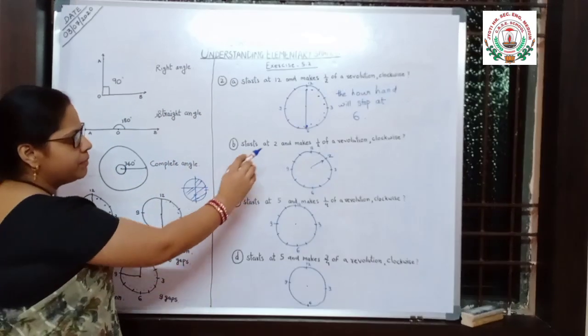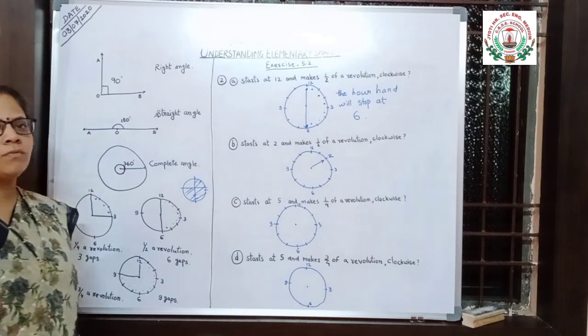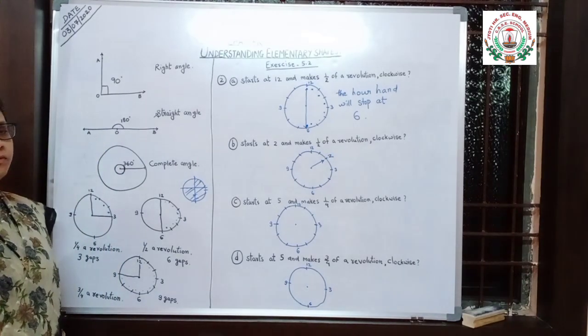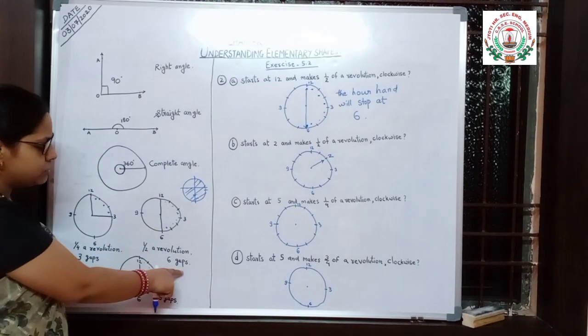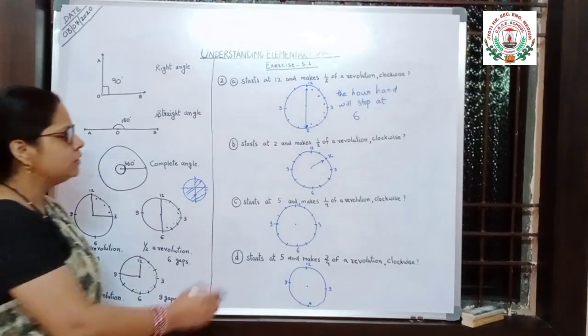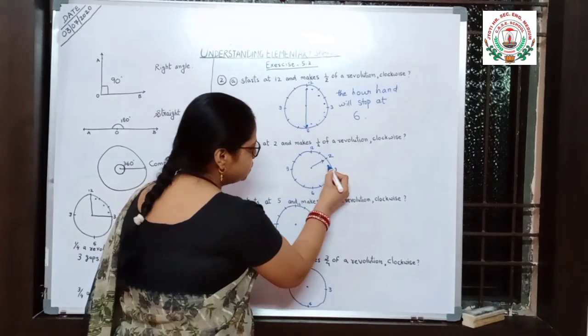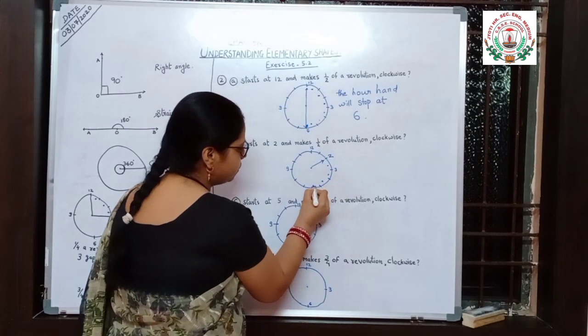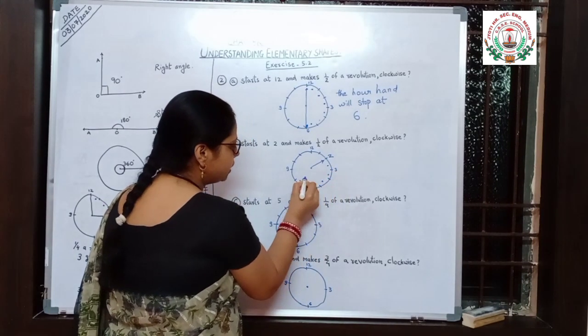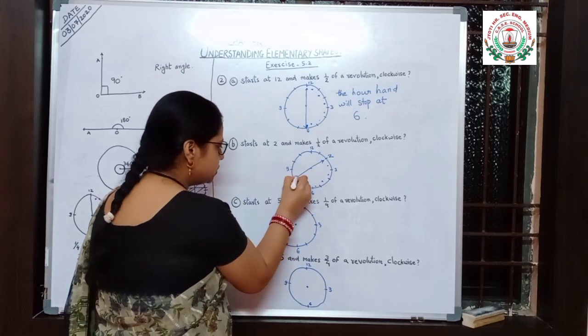Starting at 2 and making half a revolution. For half a revolution, how many gaps do we have to cover? For half a revolution, we have to cover 6 gaps. So after this 2, you count 6 gaps. So this is 1, 2, 3, 4, 5 and 6. After covering these 6 gaps, it stops here.